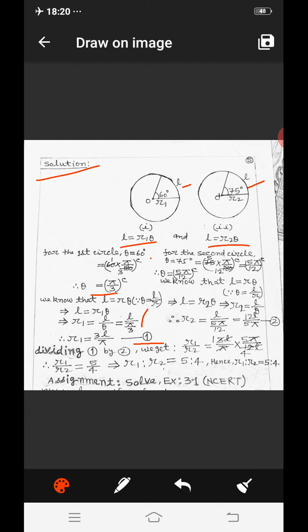Now for the second circle, theta is equal to 75 degree, and we convert into radian, we get theta is equal to 5 pi by 12 radian. Already we know that theta is equal to L by R, so L is equal to R theta, and this implies that L is equal to R2 theta, so R2 is equal to L by theta. Therefore R2 is equal to L by 5 pi by 12, and this is equal to 12L by 5 pi. This is second.